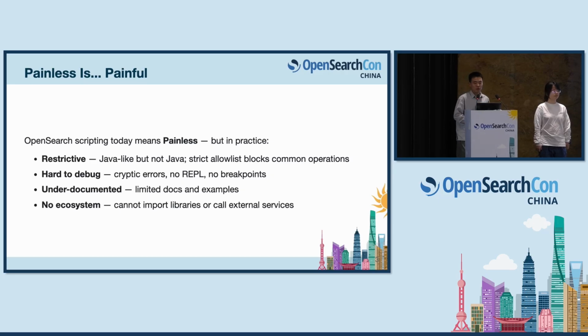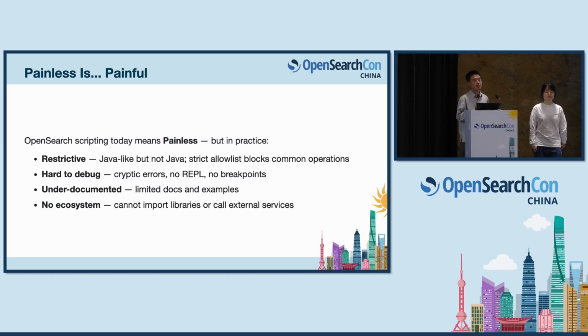So let's jump into the problem we are trying to solve. If you've written custom scripts in OpenSearch, you've probably used Painless. It's a default scripting language designed to be fast and safe. But in practice, Painless is painful. It looks like Java, but it's not Java. It's a restrictive subset with a strict allow list of methods.